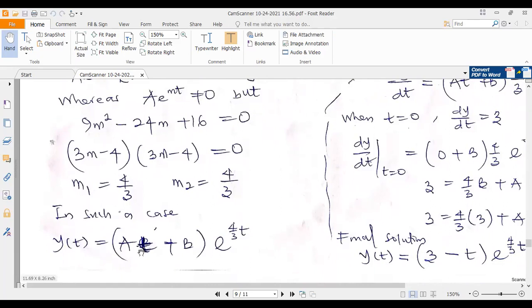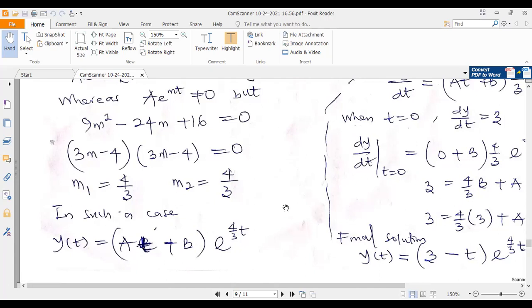The solution is (A multiplied by the independent variable plus B), then exponential 4 over 3 t. Why do I need to multiply one of the solutions by t? Because I don't want to obtain a linearly dependent solution. Meanwhile, linearly dependent solutions are trivial.